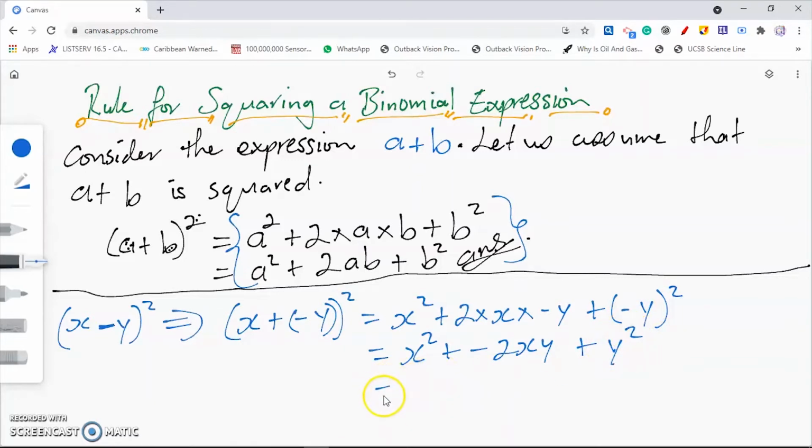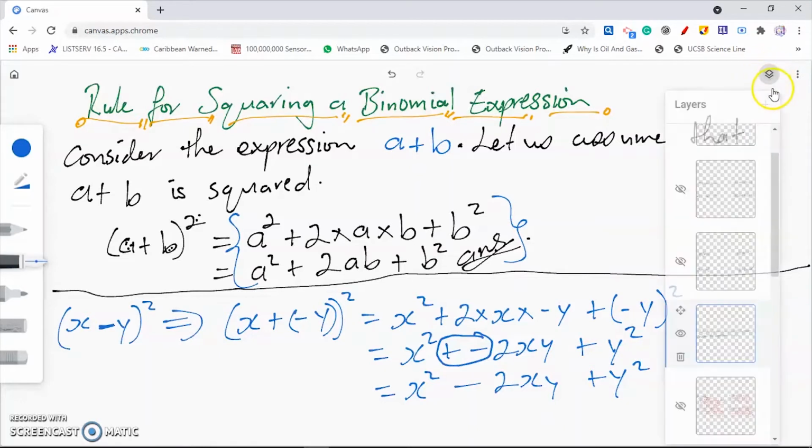So then we can simplify that because we have these two signs here. That is equivalent to a subtraction sign, so we get x squared minus 2xy plus y squared. Okay, let's look at some examples, some questions relating to that.